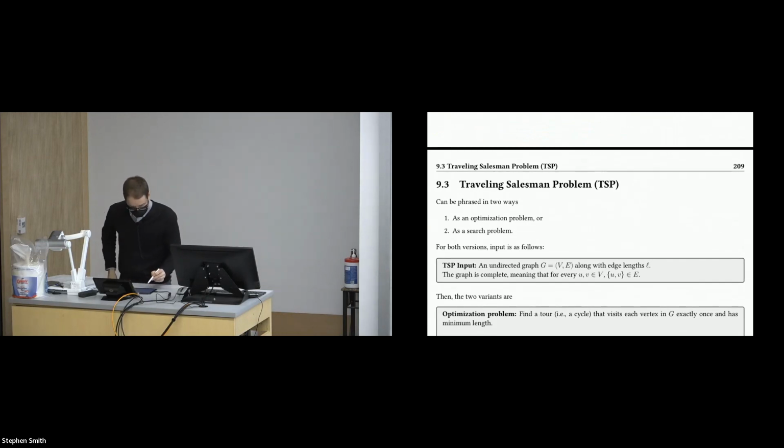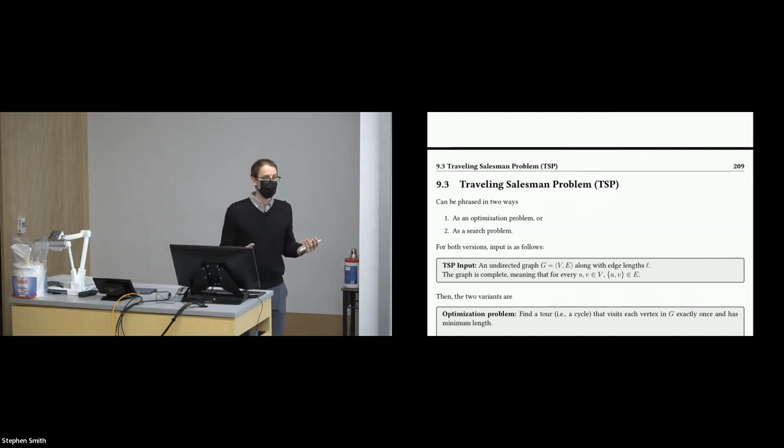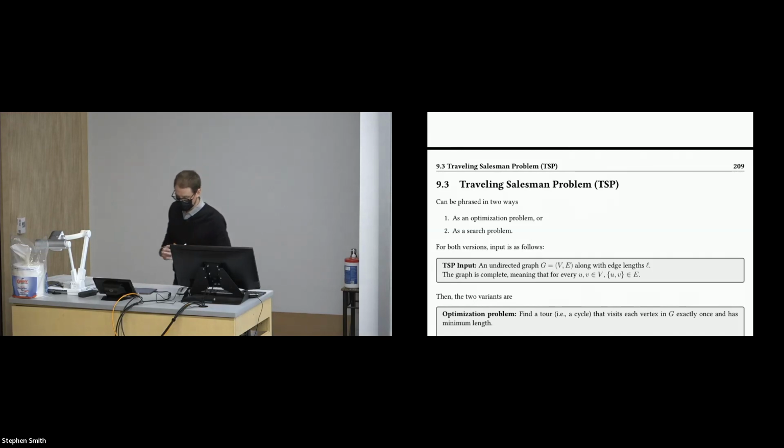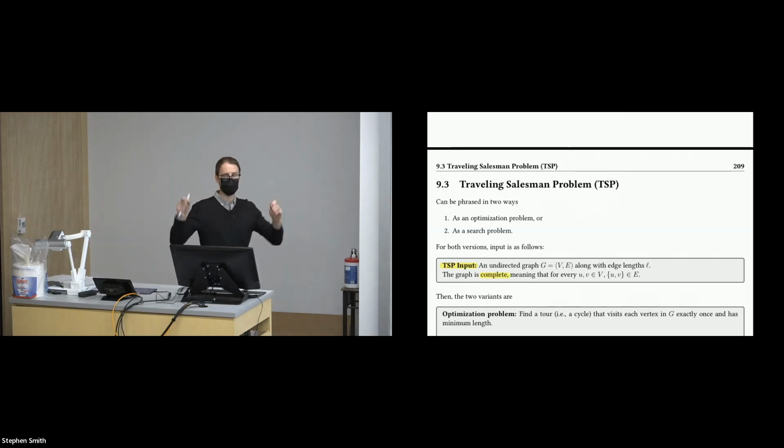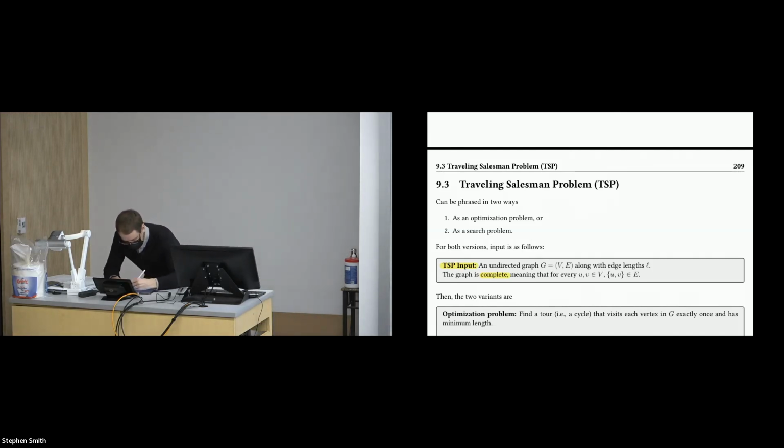So, the traveling salesman problem, or TSP. We can phrase this problem in two ways. One is as an optimization problem, which is probably the one you're most familiar with if you've seen this problem before, and the other is a search problem. For both problems, we take as input an undirected graph G with edge lengths. The only important thing is that the graph is complete, meaning there is an edge between every pair of vertices. So for example, on 4 vertices, the graph will look like this.